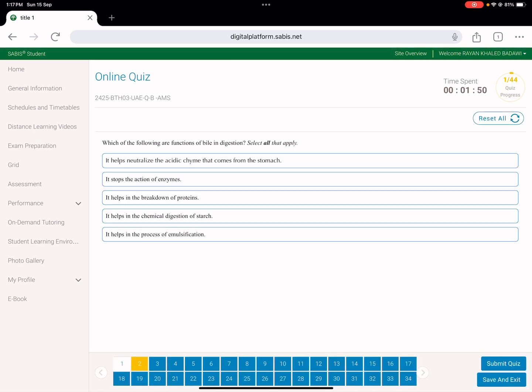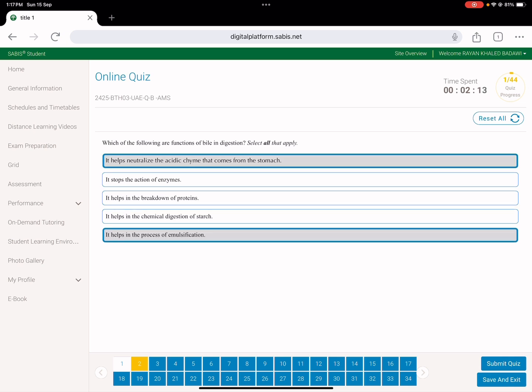Which of the following are functions of bile? Remember, bile is produced by the liver and it is stored in the gallbladder, and both are accessory organs. Now, bile has bile salts. What do bile salts do? It helps emulsify the fat, so it helps in the process of emulsification. And it's also a bit basic, as I mentioned before in my video, so it also neutralizes the acid that comes from the stomach.